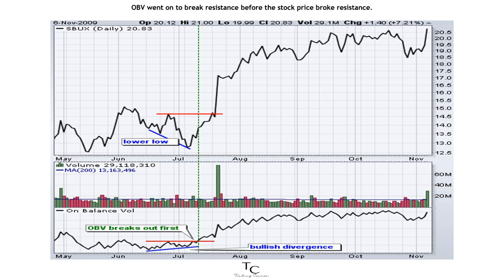OBV went on to break resistance before the stock price broke resistance. This was a classic case of volume leading price. The stock price broke resistance a week later and continued above 20 for a 30+% gain.